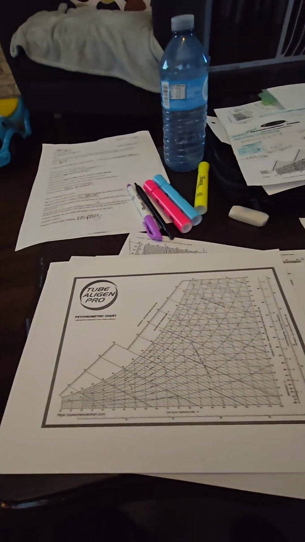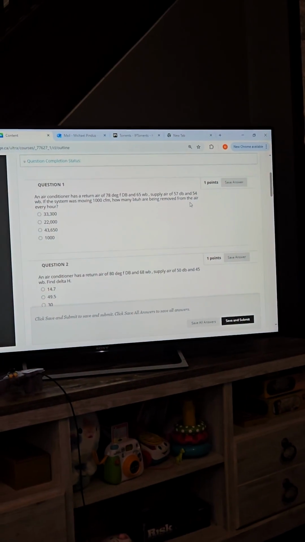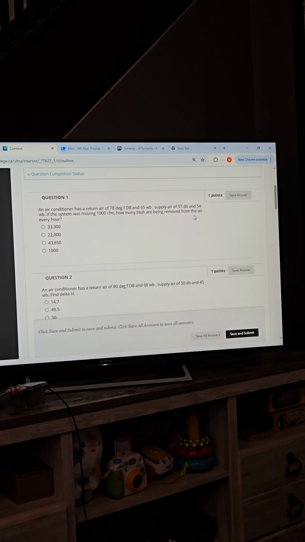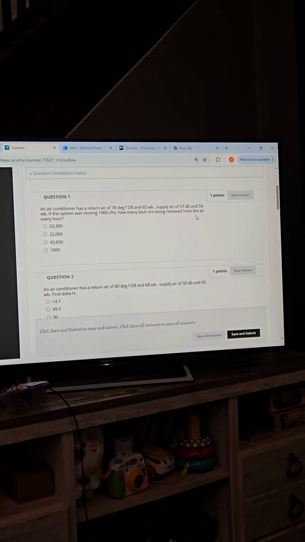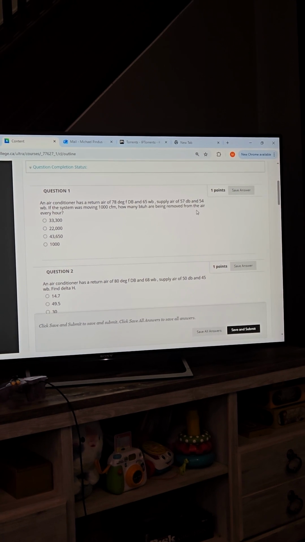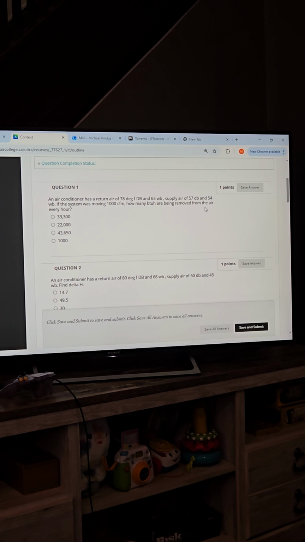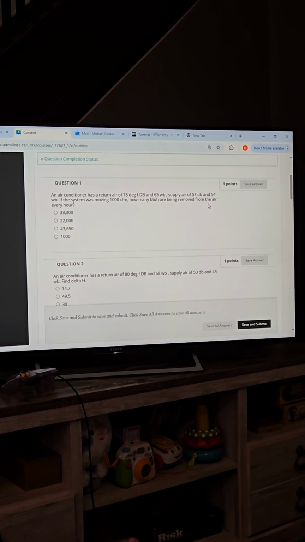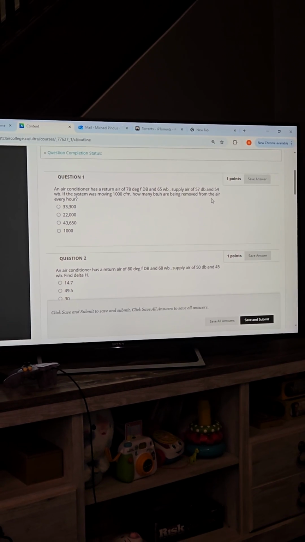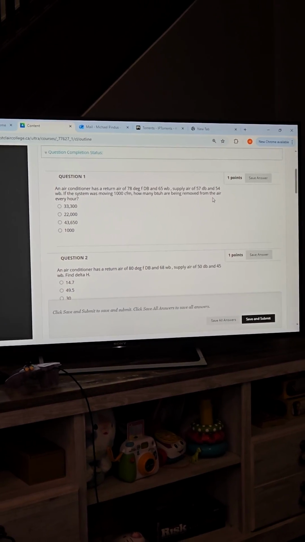Anyways, let's go through the first problem. So we got an air conditioning has a return air of 78 degrees dry bulb, 65 wet, supply air of 57 dry bulb and 54 wet bulb. If the system was moving 1,000 CFM, how many BTUs are being removed from the air every hour?